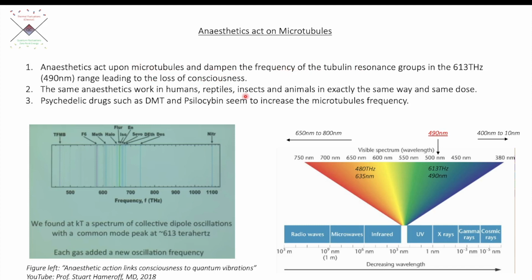And there are many resonance frequencies on the microtubules, which can be seen here on the left-hand side, between 500 and 1100 terahertz. And there is one particular frequency where the amplitude of that signal is dramatically reduced, and all anesthetic drugs have that exact same property. They work on the 613 terahertz frequency, and when that is damped, you lose your consciousness.